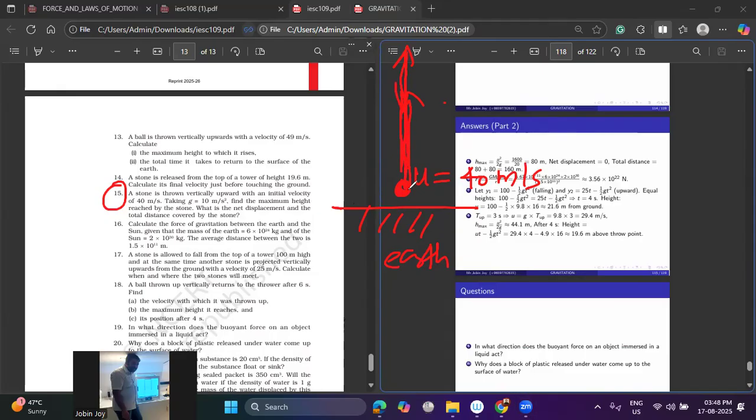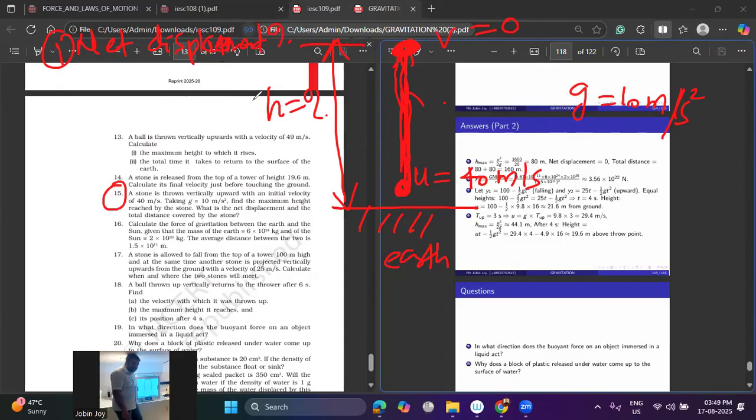So after some time, this stone will reach here. At this point, final velocity is equal to 0. So take g equal to 10 meter per second square to simplify the calculations. Find the maximum height reached by the stone. You have to calculate what is this h, the maximum height. Find the net displacement. We have to calculate what is the net displacement.